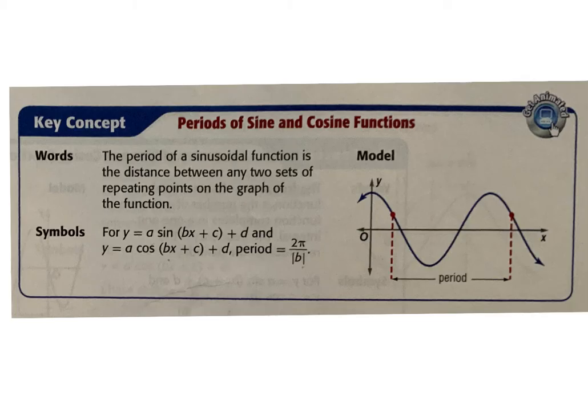Period. The period of a sinusoidal function is the distance between any two sets of repeating points on the graph of the function. How long does it take to complete one cycle? That is the period. The standard period for a sine or cosine function is 2 pi. It takes 2 pi to complete an entire cycle. That makes a whole bunch of sense, considering the fact that a circle is 2 pi, okay? And that it goes through every single one of its options in 2 pi, okay? So the standard is 2 pi.